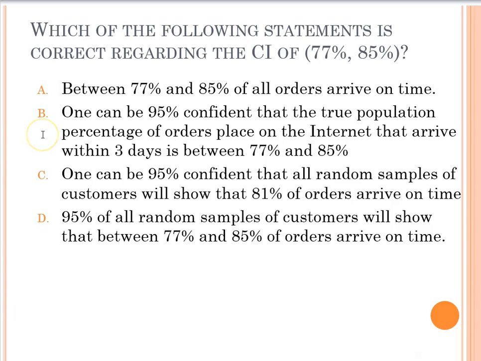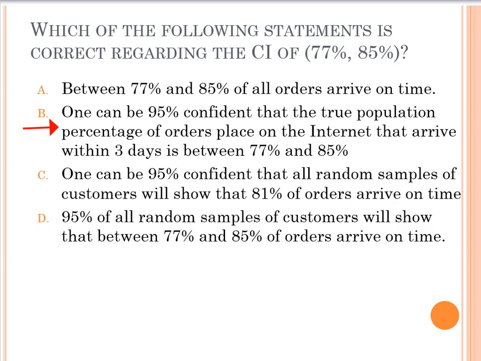The second statement is our true statement, and I'm going to go ahead and mark that so that we can keep track of the correct answer. One can be confident, 95% confident, that the true population percentage of orders placed on the internet that arrive within 3 days is between 77% and 85%. That is the correct interpretation.